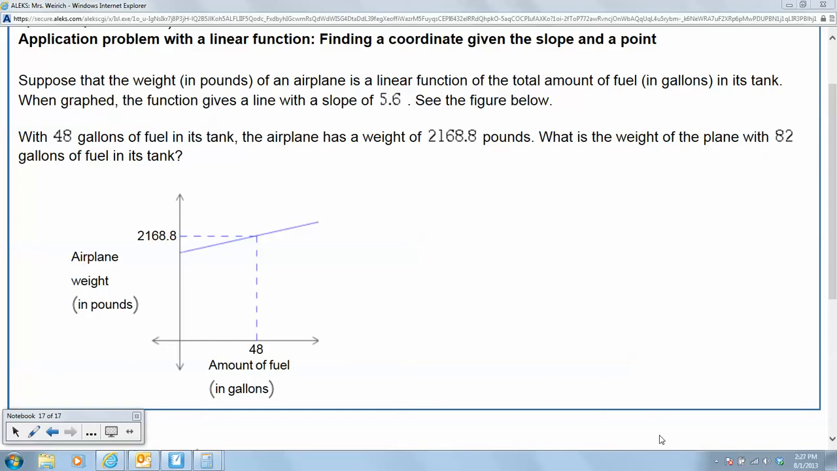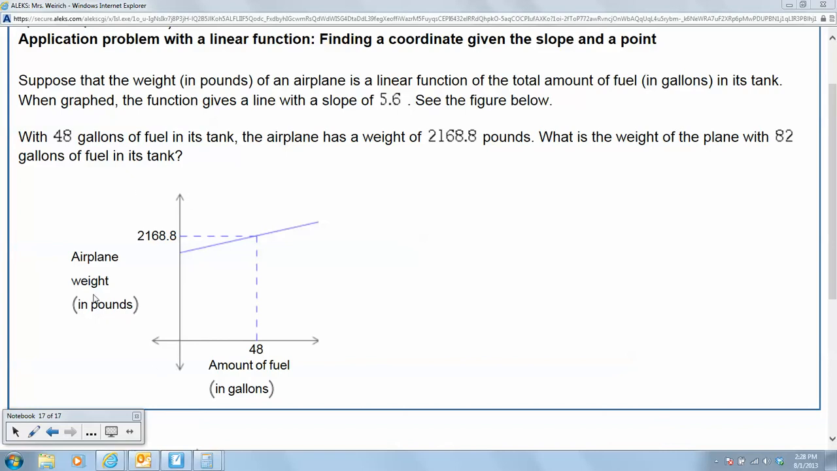This problem is called application problem with a linear function, finding a coordinate given the slope and a point. Suppose that the weight in pounds of an airplane is a linear function of the total amount of fuel, in gallons, in its tank. When graphed, the function gives a line with a slope of 5.6. See the figure below. With 48 gallons of fuel in its tank, the airplane has a weight of 2,168.8 pounds. What is the weight of the plane with 82 gallons of fuel in its tank?